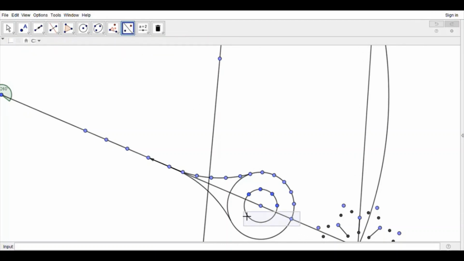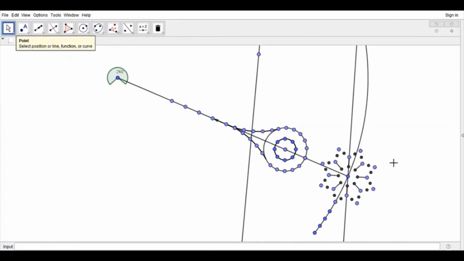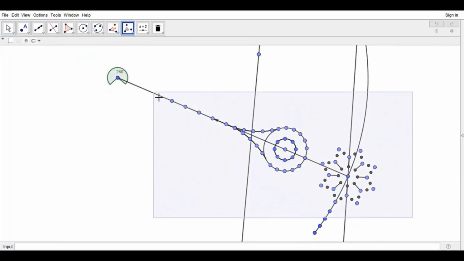Now reflect all of the points around this line. Now I'll be doing the rotation of all the shape that we got around the central point with 20 degrees 6 times.